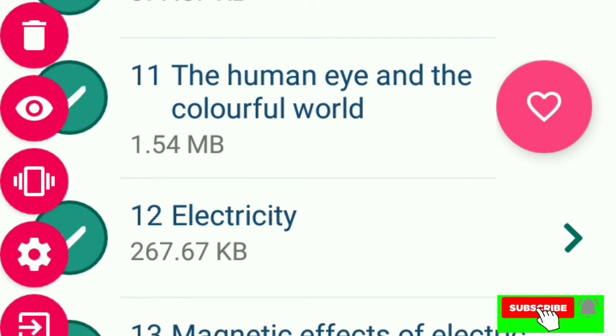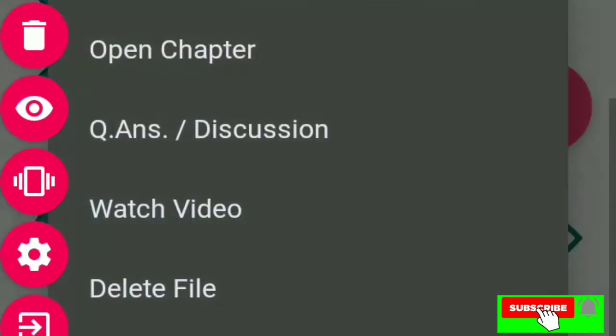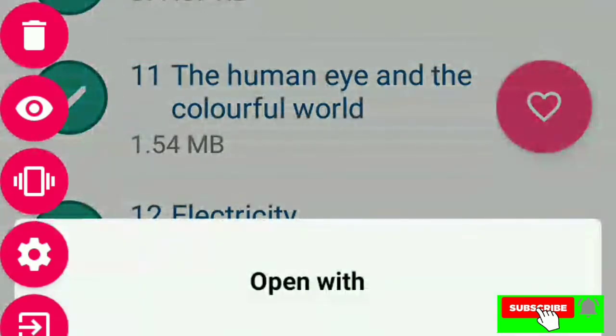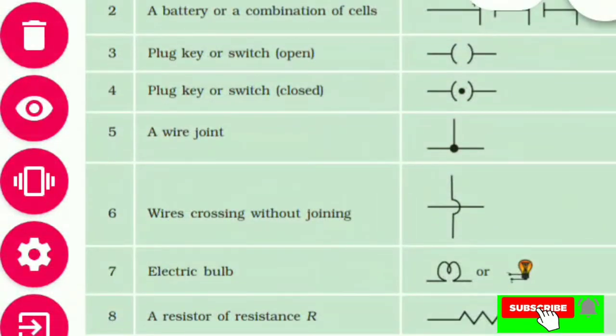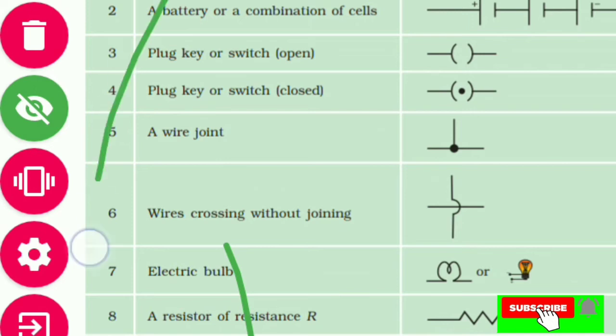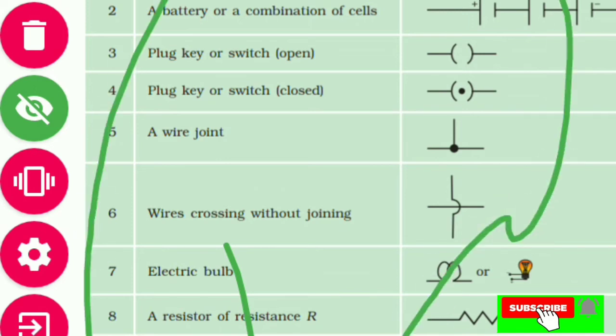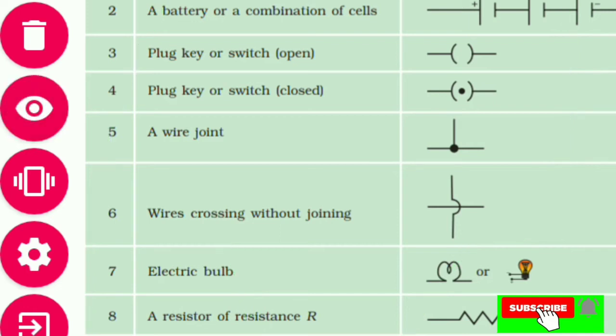Electricity: charge, what electricity contains, electric current. In this chapter you will study parallel connection, and see parallel connection. This diagram is also important. The diagram is very important in this. And this diagram is very important.